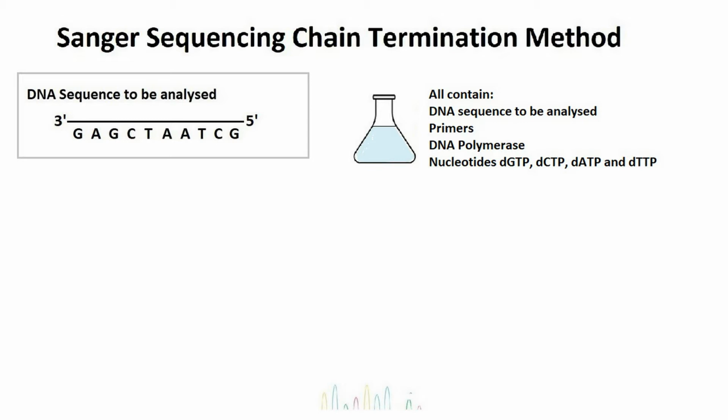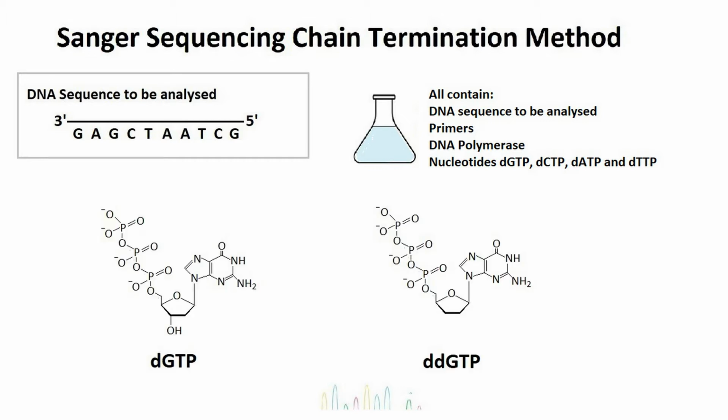We have primers to start off the replication and DNA polymerase enzyme and the normal nucleotides, so deoxyguanosine triphosphate and the cytosine, adenine and thymine versions. If we look at the structure here of the deoxyguanosine triphosphate on the left, you can see you've got the OH group of the deoxyribose sugar.